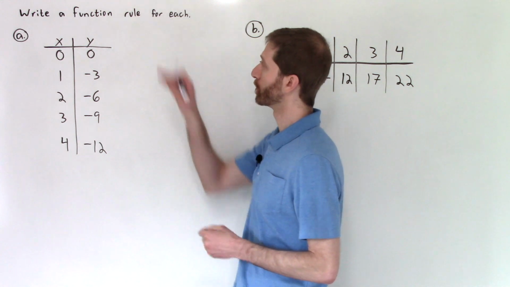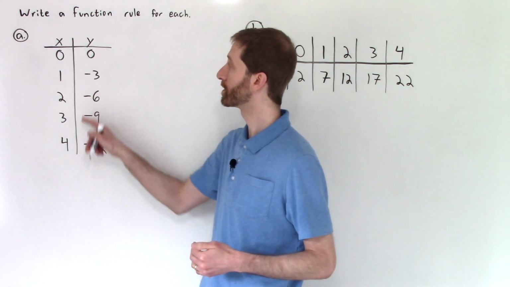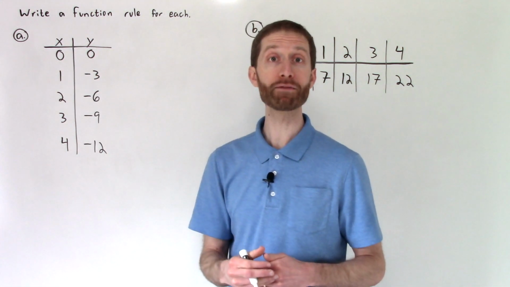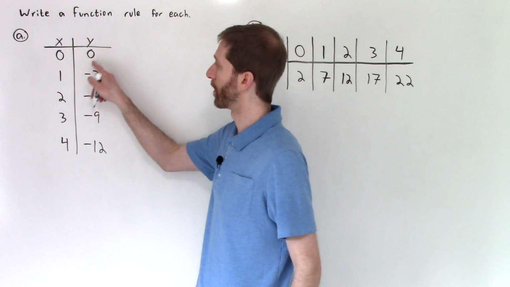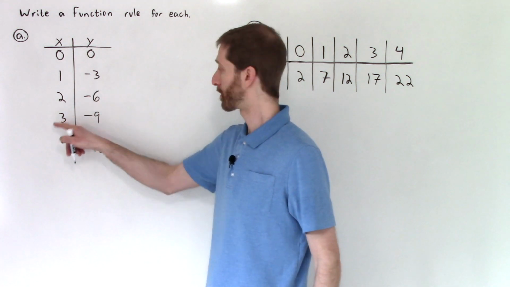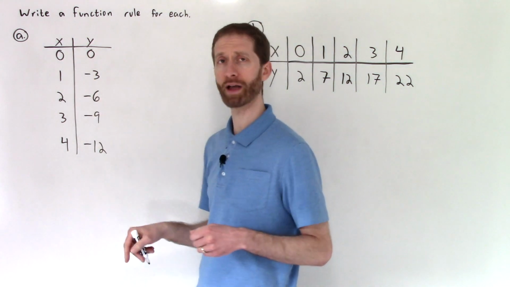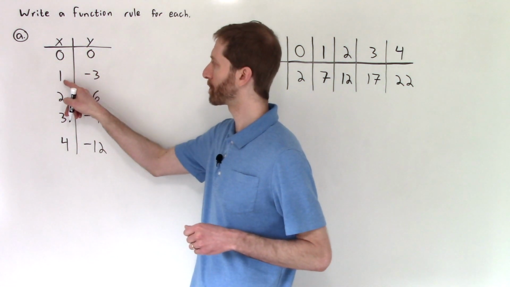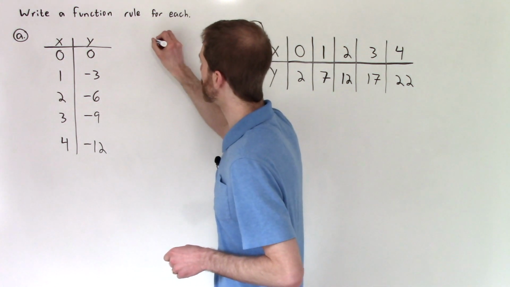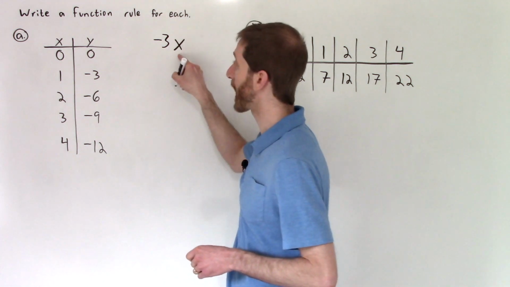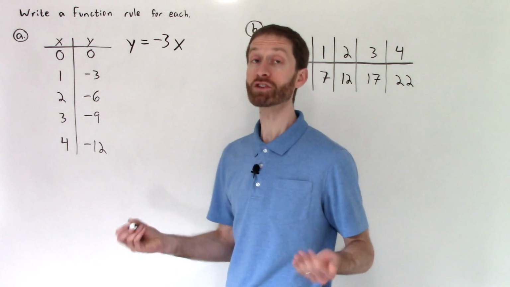We're told to write a function rule for each. A function rule is going to describe how the inputs, the X values, relate to or get to the Y values, the outputs. Some of us will just be able to look at this table and say we go from 0 to 0, 1 to -3, 2 to -6, 3 to -9, and 4 to -12. You might notice, what do I do to each X value to get every Y value? It appears that I'm multiplying each X value by -3. So I'm doing -3 times each X value, and that will output my Y value. And that is your function rule.